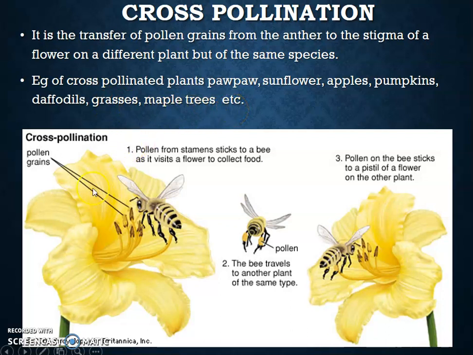So in this diagram, we see that we have one flower here, and we have another flower here. So this bee, the pollinator, will come to this flower, and in the process of sucking nectar will pick a few pollen grains, and then as it moves to this flower to suck nectar, it actually drops the pollen grain on the stigma. So the process of moving the pollen grain from this flower to this flower is what we refer to as cross-pollination.